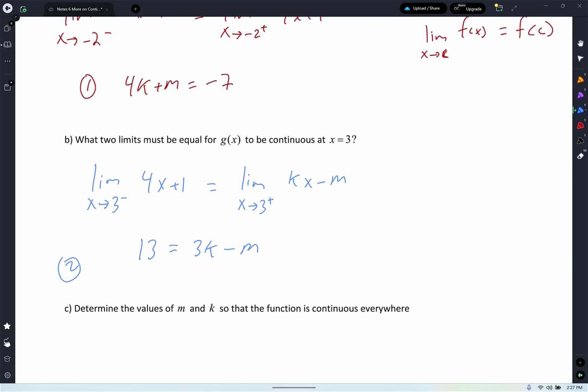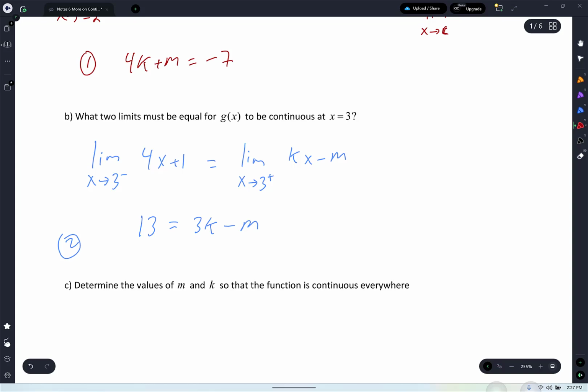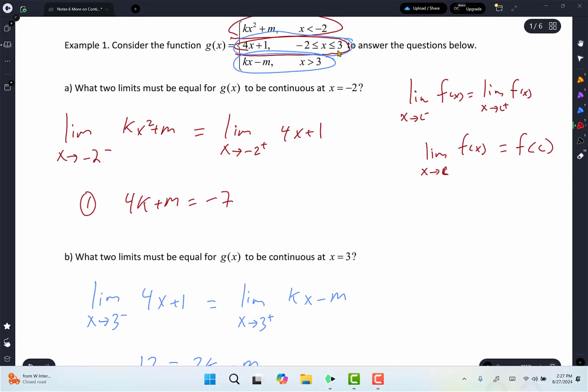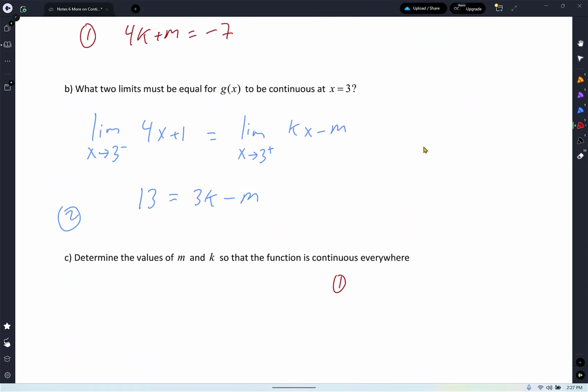It says determine the values of m and k so that the function is continuous everywhere. Guys, you're done. All you have to do is turn this into algebra. Of course, you have to make sure that there's an equal sign on both, and there is. So here we go. Equation number 1 is 4k plus m equals -7. And equation number 2, I'm going to write it like this, 3k minus m equals 13.